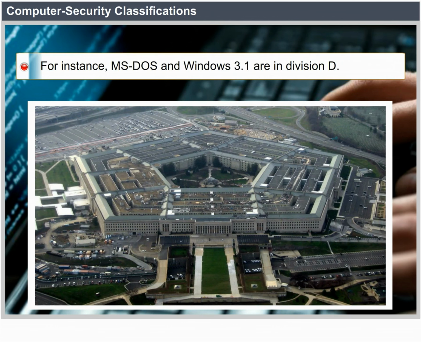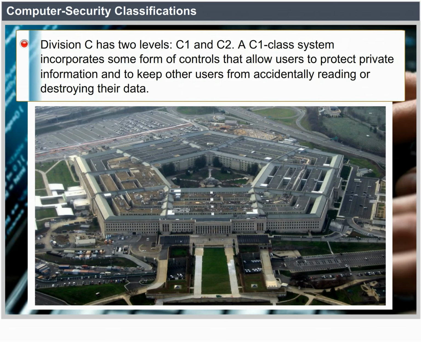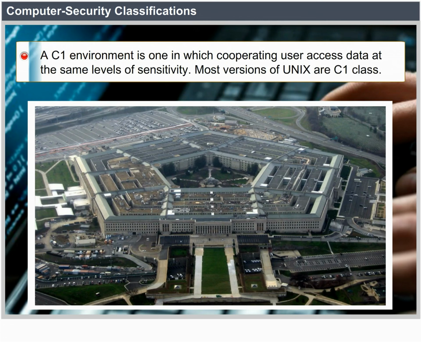Division C, the next level of security, provides discretionary protection and accountability of users and their actions through the use of audit capabilities. Division C has 2 levels, C1 and C2. A C1 class system incorporates some form of controls that allow users to protect private information and to keep other users from accidentally reading or destroying their data. A C1 environment is one in which cooperating users access data at the same levels of sensitivity. Most versions of Unix are C1 class.